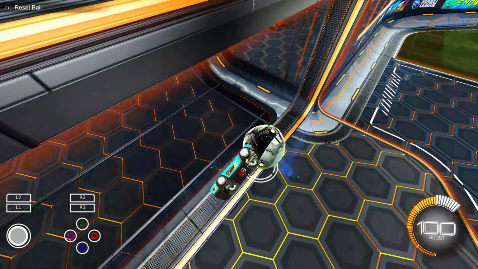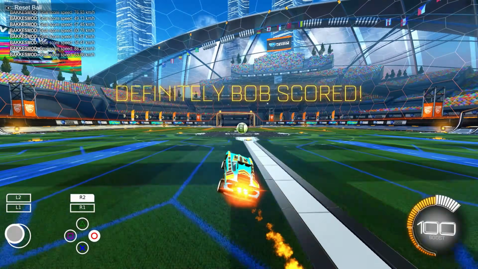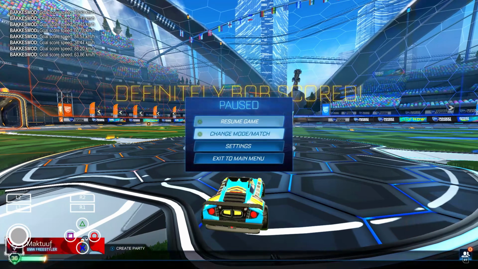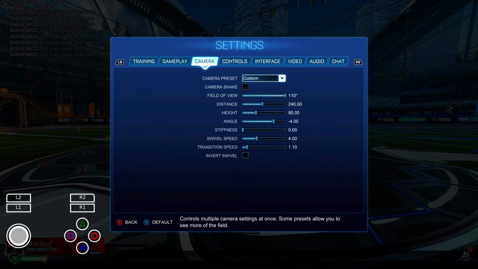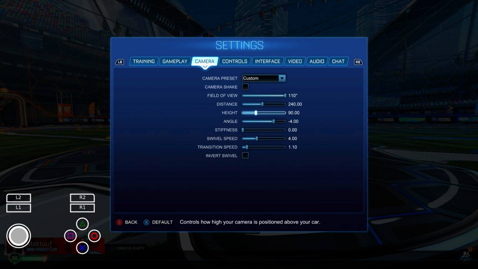So yeah, there you go. Some people don't know this, and maybe now you know. With 90 height, you'll get way smoother resets. And anything lower than that, of course, will be smoother.